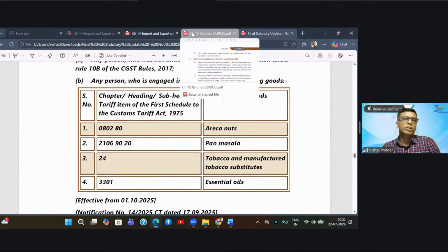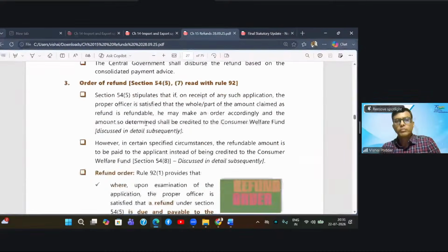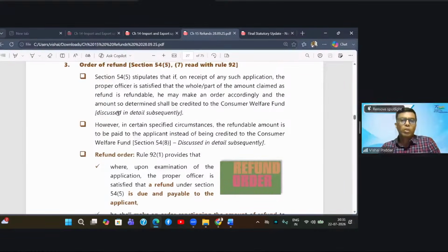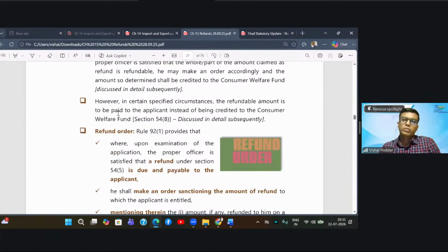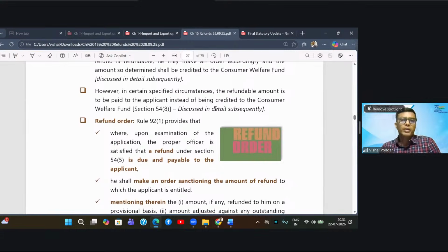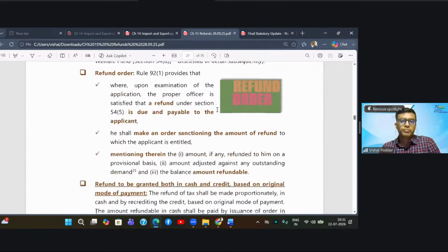Your refund has to undergo the detailed process, and only after proper scrutiny you will be allowed the refund. Now, order of refund. So 54(5) will be the final order of refund. After scrutinizing all documents and the proof that you have not passed on the duty burden, you will be given the final refund. Otherwise, if there is any problem, it will be credited to the Consumer Welfare Fund, which we are going to discuss later.